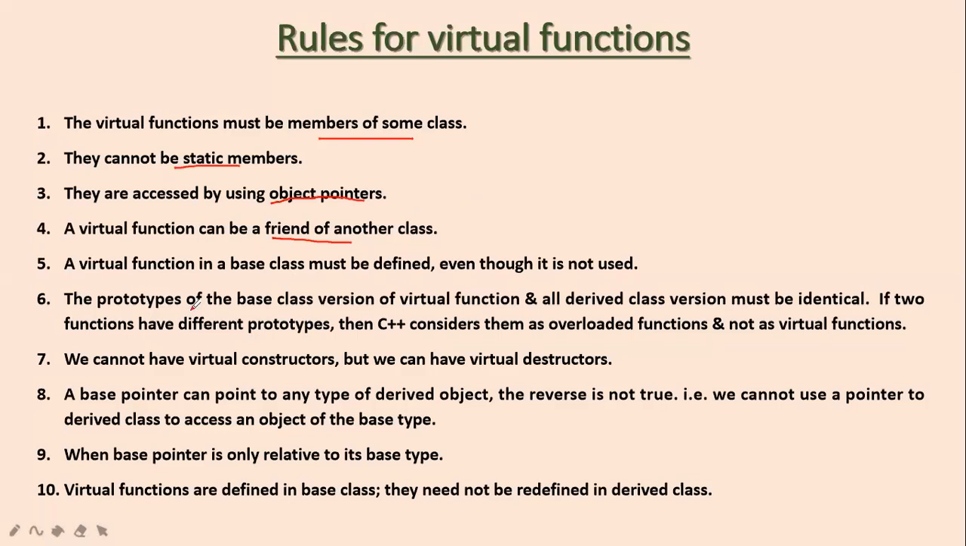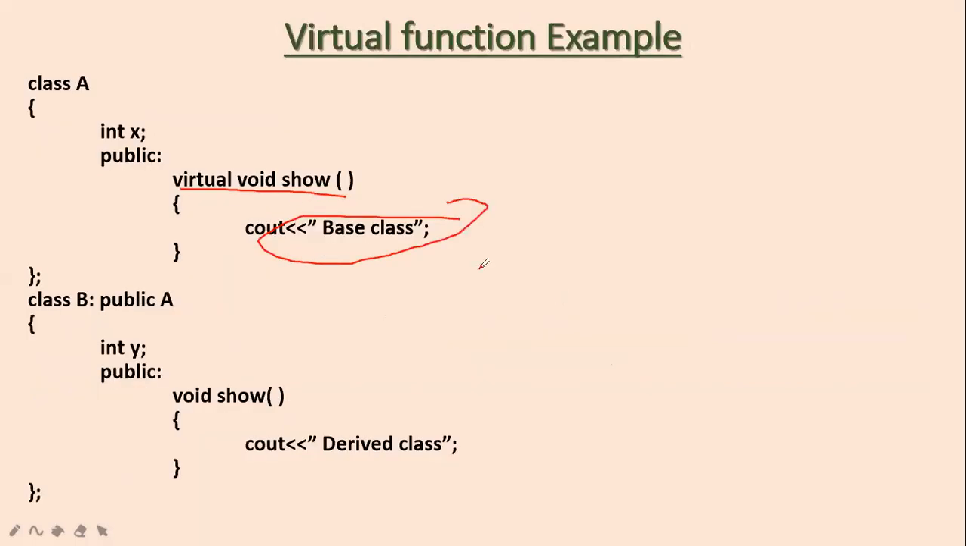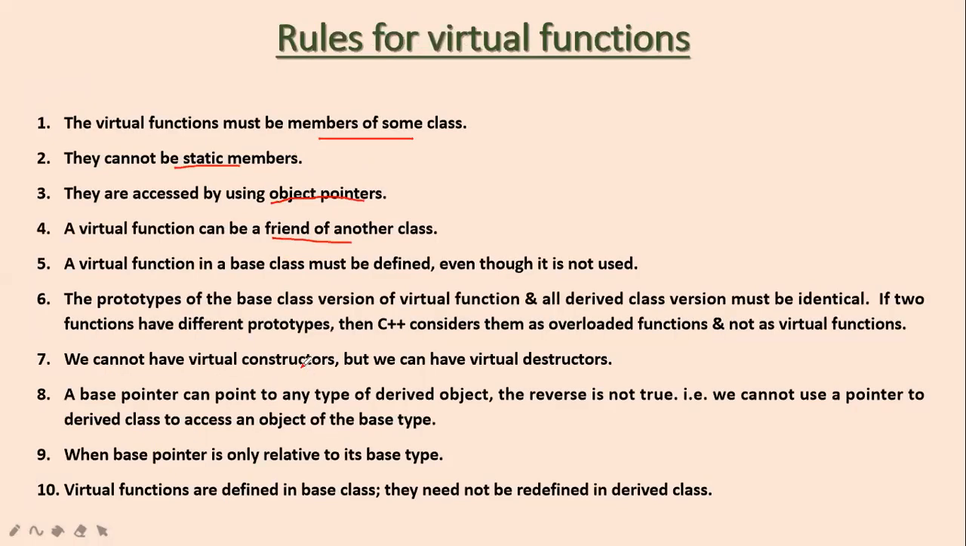The prototype of the base class version of the virtual function and all derived class versions must be identical. Prototype means, if here it is void, then here also it must be void. If these brackets are blank, then this bracket must be blank. So both must be identical. Then we cannot have a virtual constructor. Constructor is also a member function, but we cannot make our constructor a virtual function. Right?